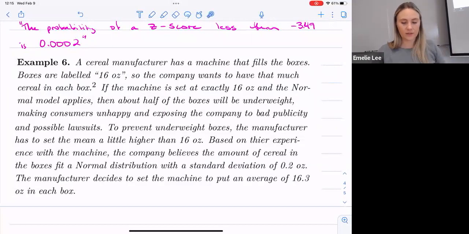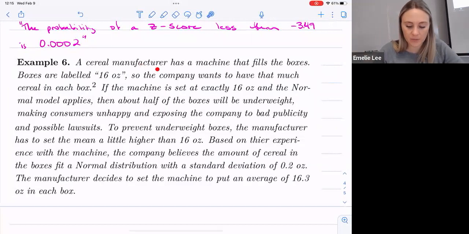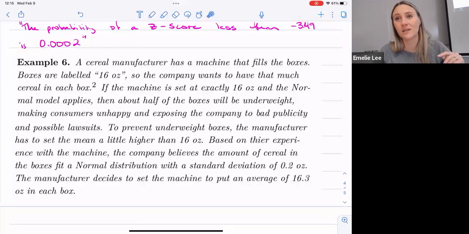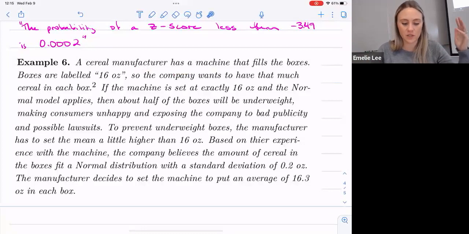So here's kind of a typical scenario. So a cereal manufacturer has a machine that fills the boxes. And I know I have printouts of this somewhere in my office, but I have to clean my office. I haven't cleaned it since I left before COVID. So I kind of got out of there in a hurry. So it's a complete disaster. I know I have printouts. I'll find them.